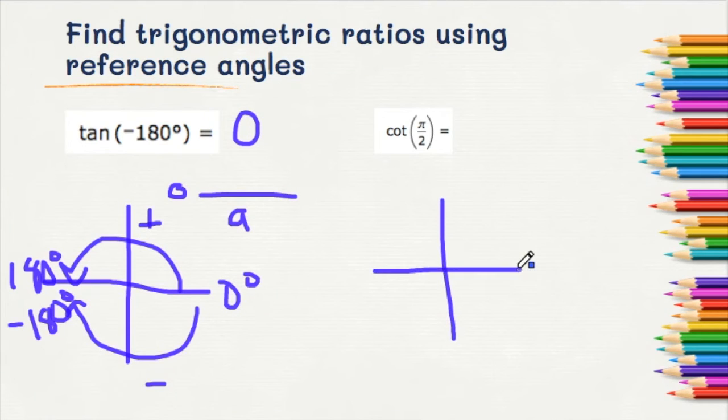So for cotangent of pi over 2, pi over 2 is 90 degrees on the positive y-axis right there. Now, what is cotangent? Cotangent is the reciprocal of tangent. Here, the height is 1 and the base is 0. So I would say the opposite side is 1, adjacent side is 0, and since cotangent is adjacent divided by opposite, it will be 0 divided by 1.